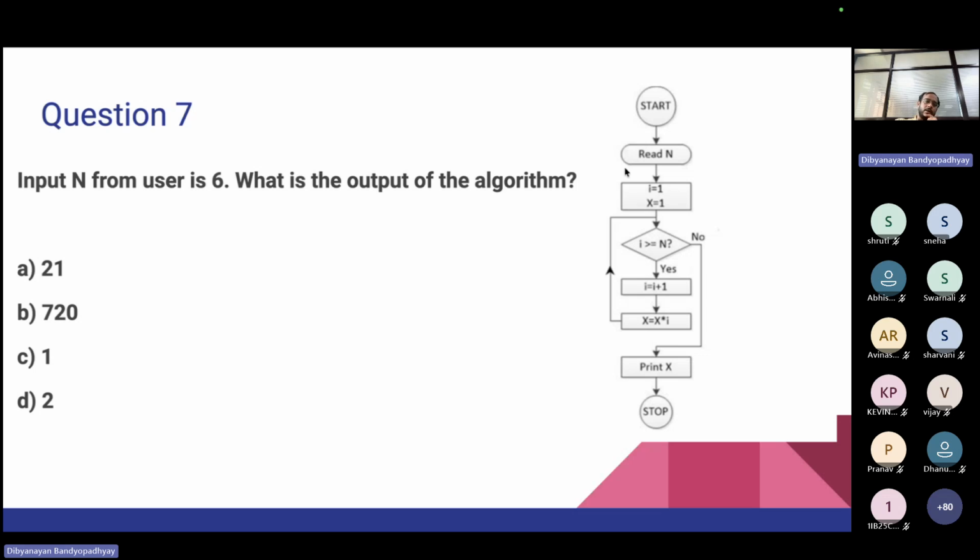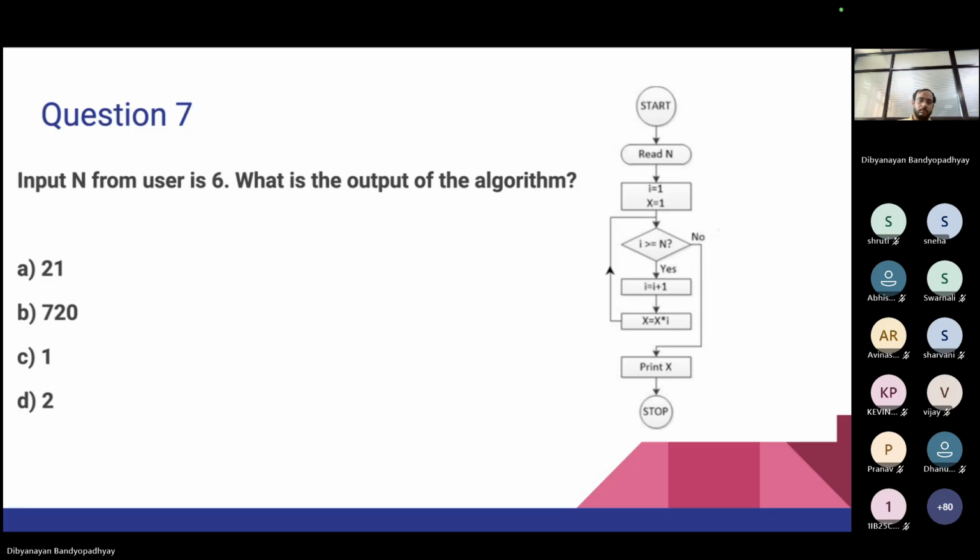So if you read this flowchart in this manner, and the input value is 6, what will happen? What will be the output of x? The output will be this print x. You need to print x. So what will be the output of x if n is 6? Can anybody answer? I'll explain, but I want you to think also.